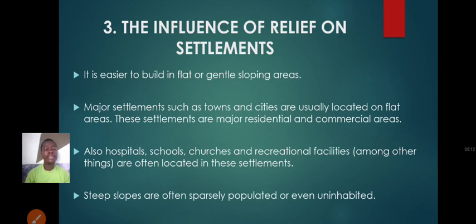In an area where you have a steep slope, you don't see people living there, because the slope is not gentle or even. So it will be very difficult for people to live in such areas having steep slopes on the map.